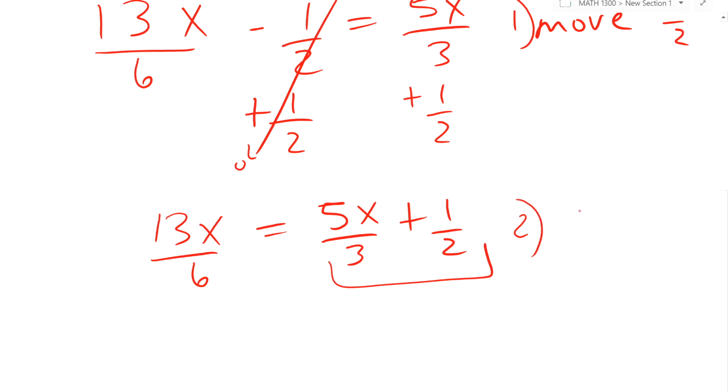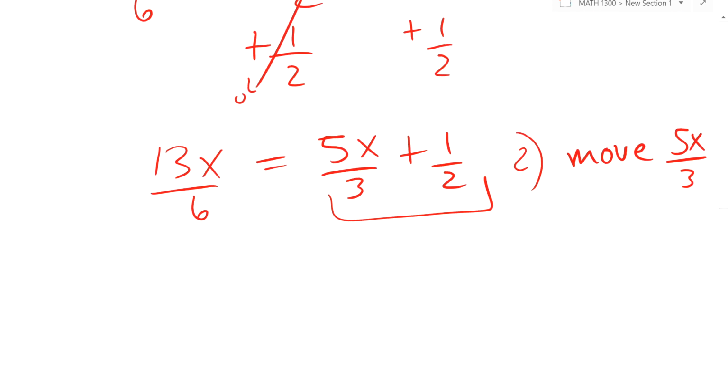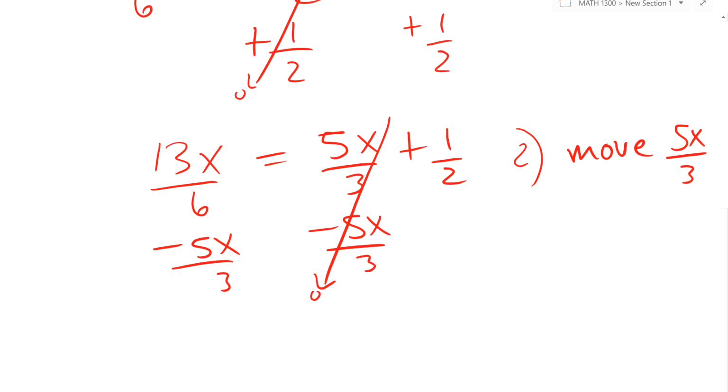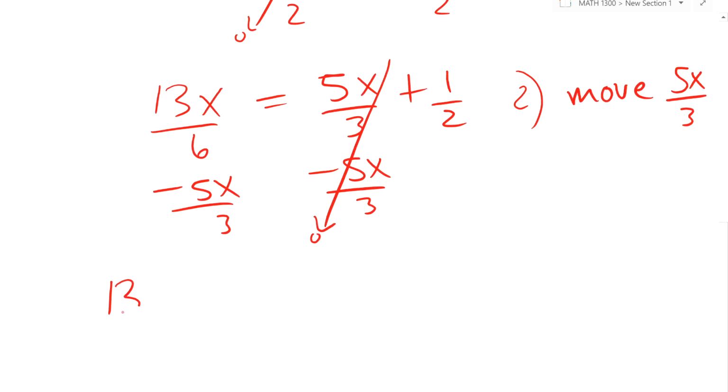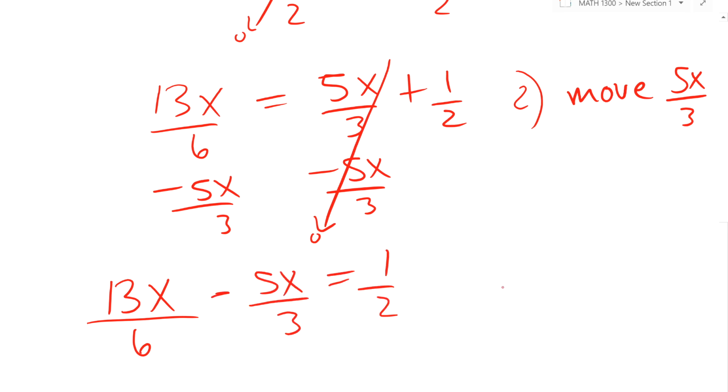So the second thing that we need to do is move the 5x over 3. In order to do that, we're going to subtract it from the right side. And so we're going to go ahead and take out minus 5x over 3, minus 5x over 3. That's going to cancel this one out because it's 0. And so then we end up with 13x over 6 minus 5x over 3 equals 1/2.